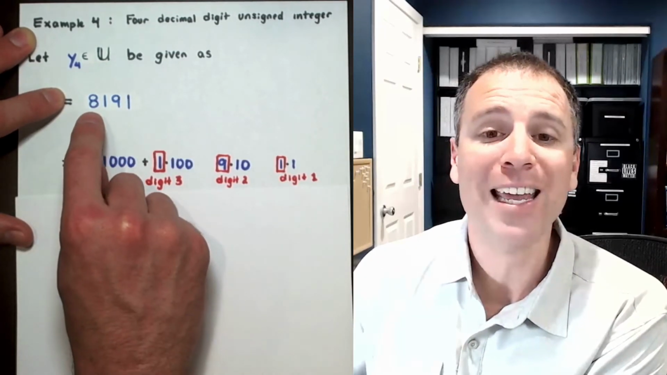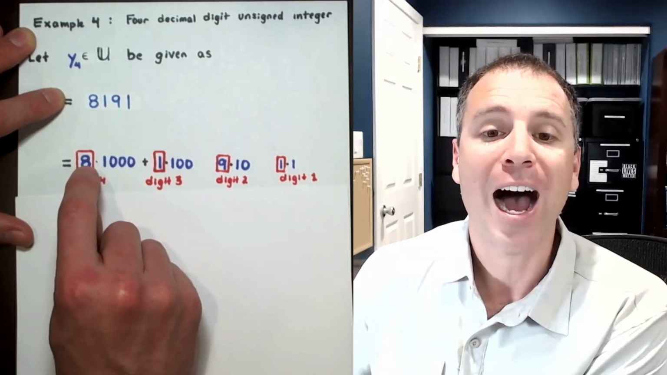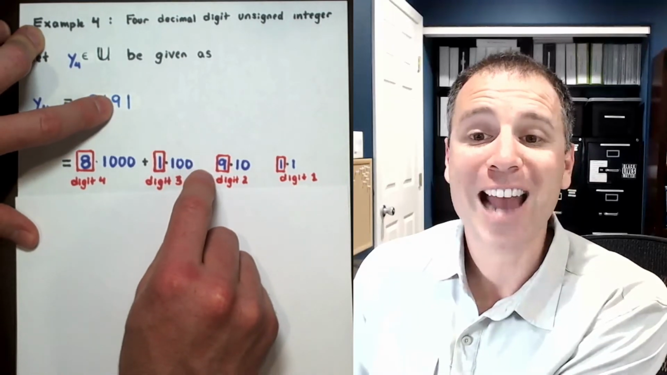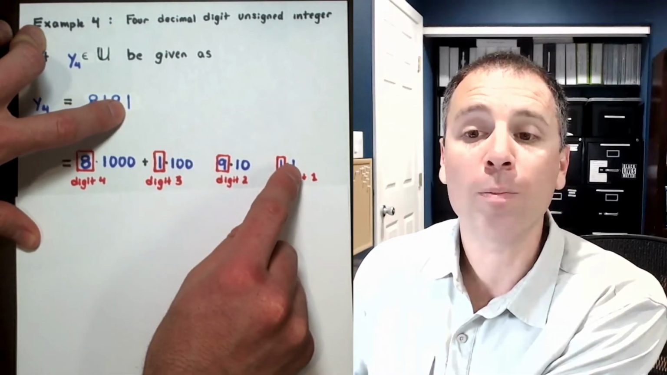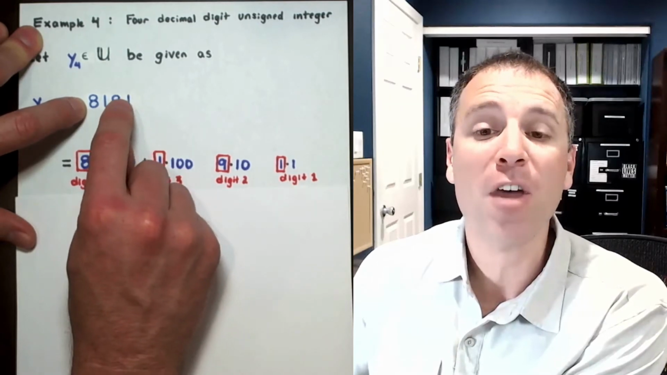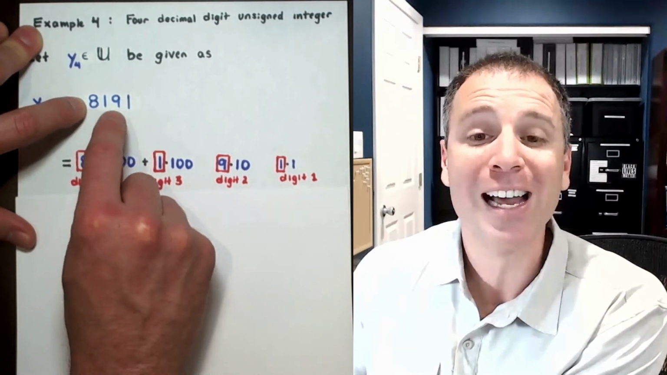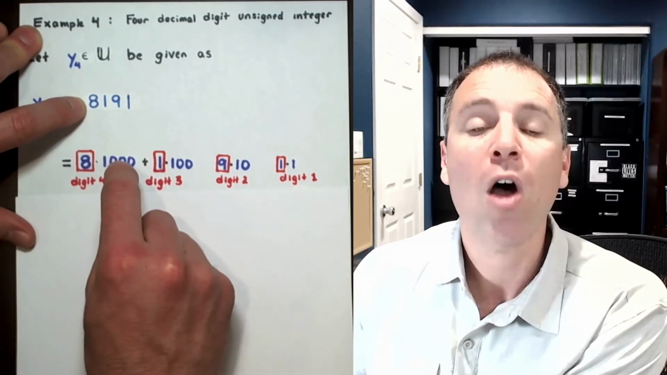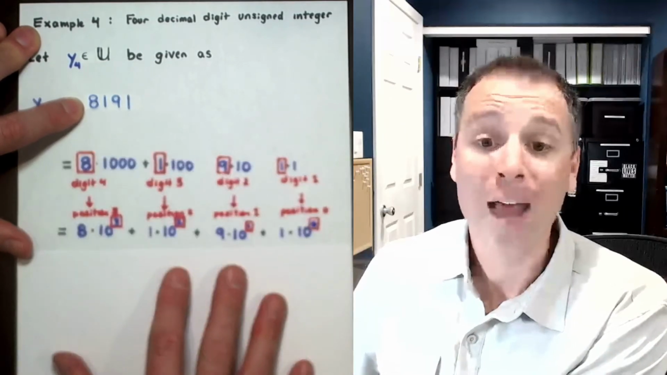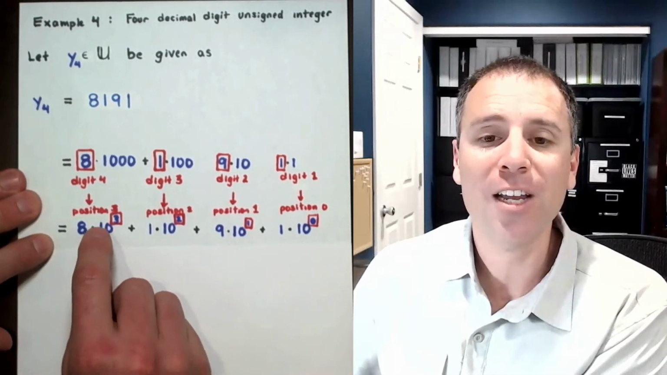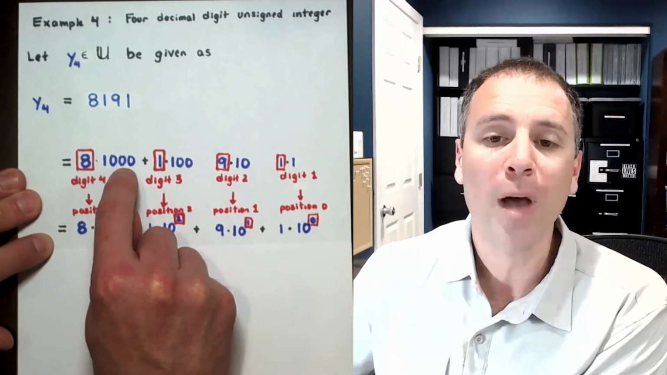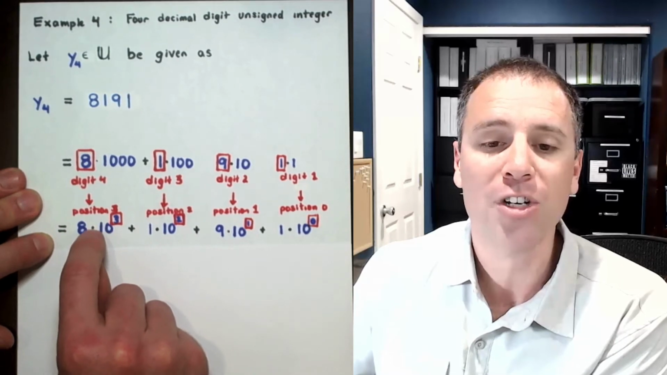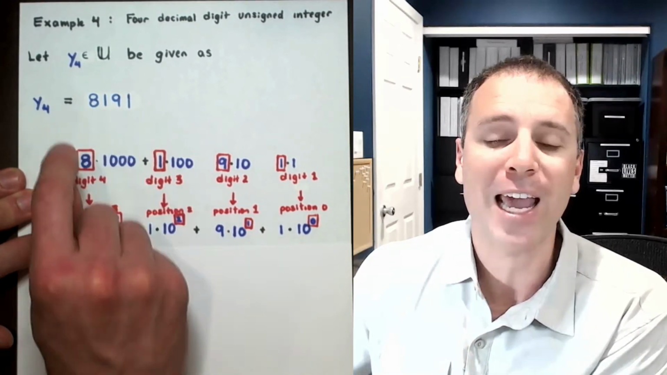they mean. So when I say 8191, what I mean is I have 8 groups of 1,000 plus 1 group of 100 plus 9 groups of 10 plus one group of 1. Each digit represents the corresponding number of size, where the placements of the digits tell us the position that those numbers are corresponding to. When I translate that into a decimal representation, what I mean is that each group of 1,000, that's 10 to the third. So this is in the third position in our decimal representation. 8 times 10 to the third gives me 8,000.